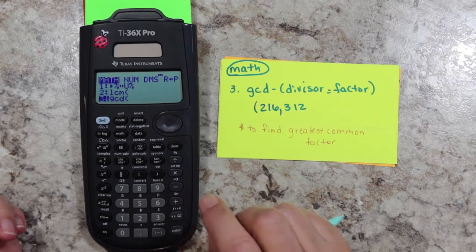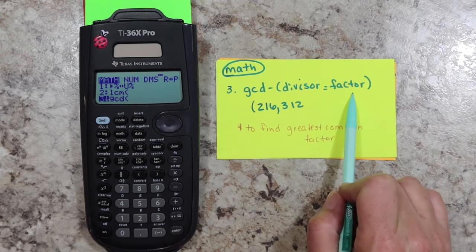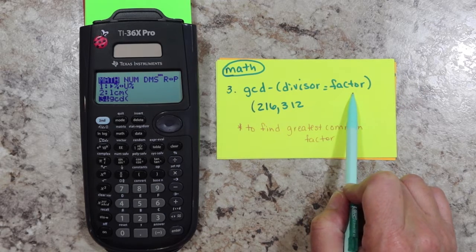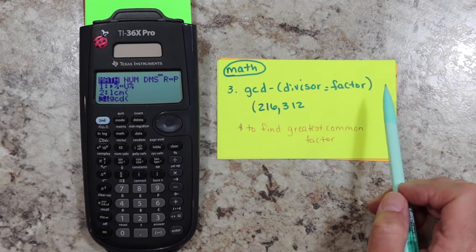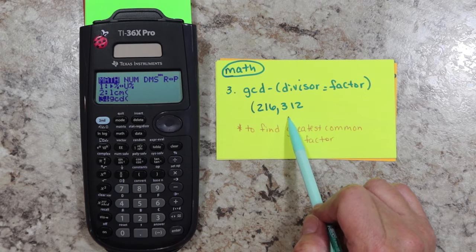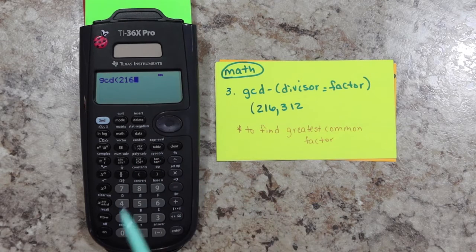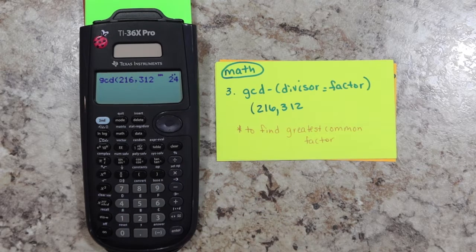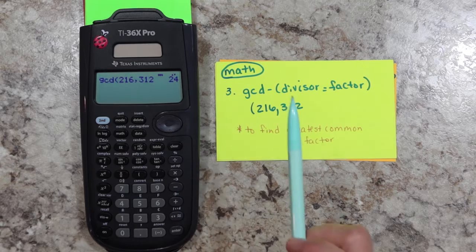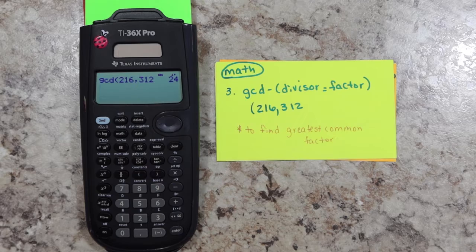Let's look at number 3. Number 3 says GCD. This is your greatest common divisor. The divisor is what most of us call a factor. So if you're trying to find the greatest common factor, like when you're trying to factor a quadratic, this will also only work for 2 numbers. But let's enter it, and then let's put in 216. I'm going to need the comma, and 312, then hit enter. 24 is the largest number that will go into both of these evenly. So that's a good way to find your greatest common factor if you're only looking for two numbers.